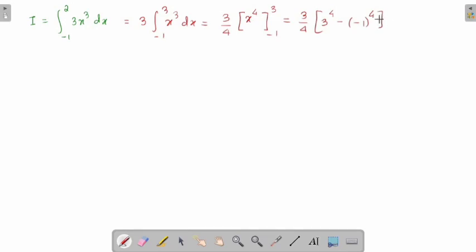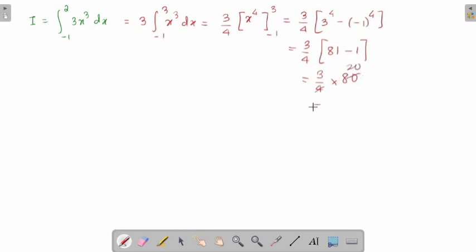3 to the power 4 is 81. So this is 3 by 4 into 81 minus 1, right? So this is 3 by 4 into 80, because 81 minus 1 is 80. So let's do the cancellation. So 20.